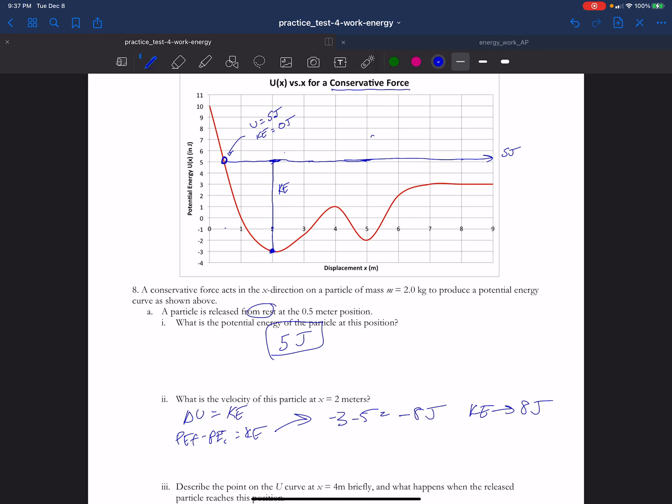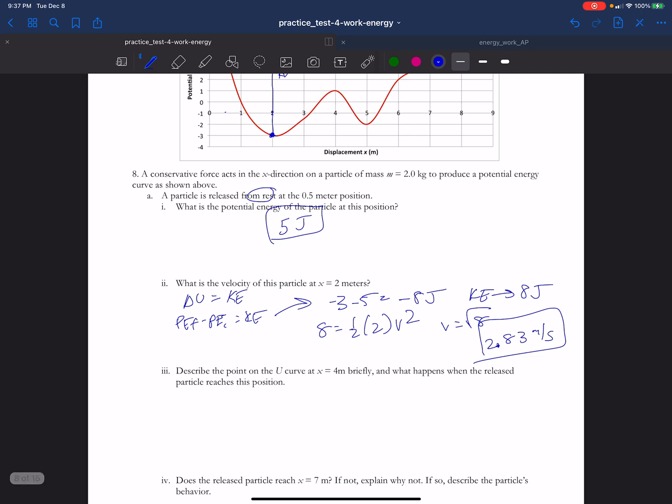So if kinetic energy gained 8, that means 8 is equal to 1/2 mv squared, and the m was 2. So you can see that v will be the square root of 8, which I believe is 2.83 meters per second. I did this one earlier, just double checking. Yeah, 2.83. Okay, so that takes care of that one.